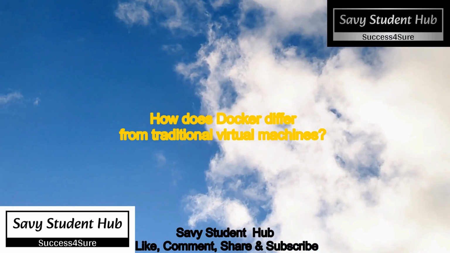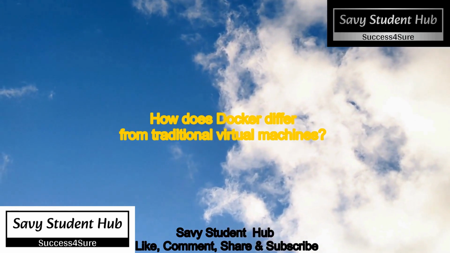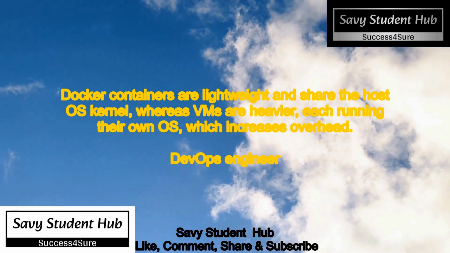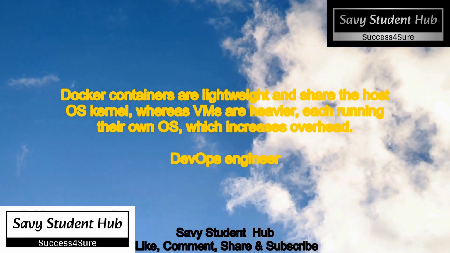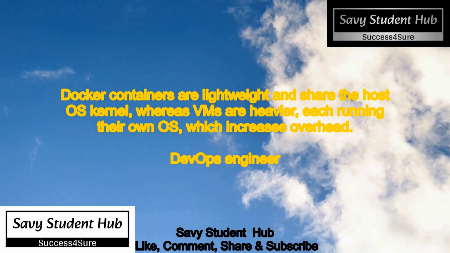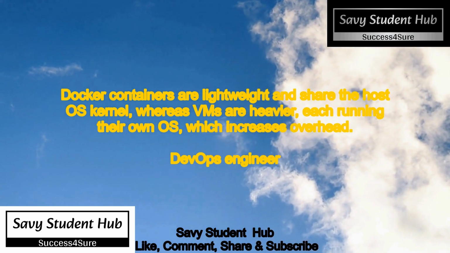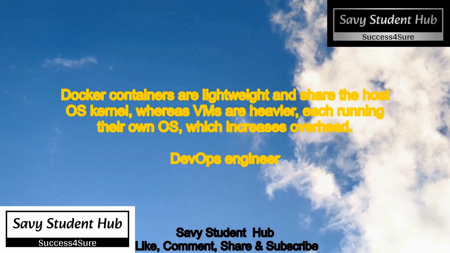How does Docker differ from traditional virtual machines? Docker containers are lightweight and share the host OS kernel, whereas VMs are heavier, each running their own OS, which increases overhead.